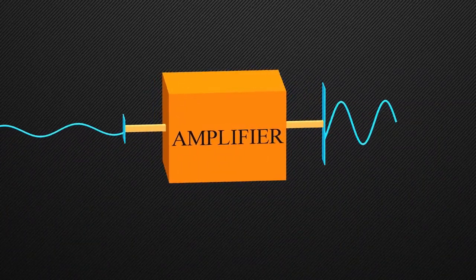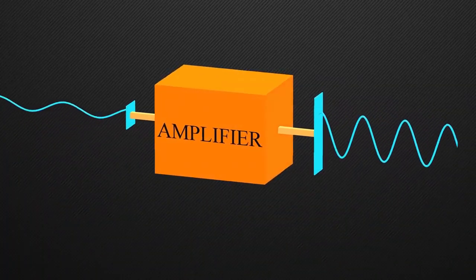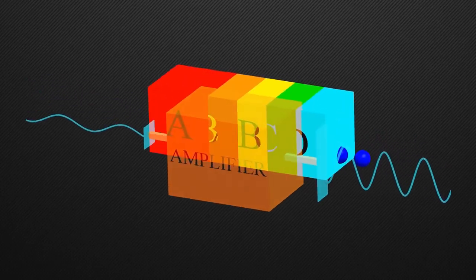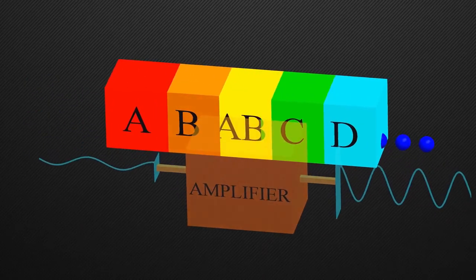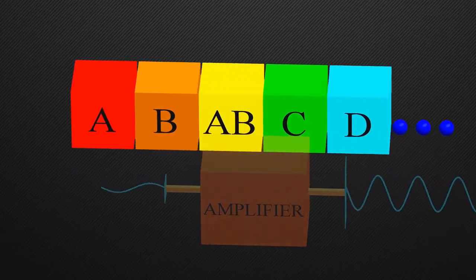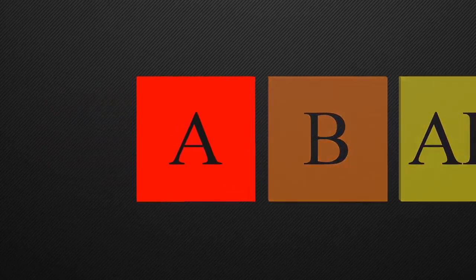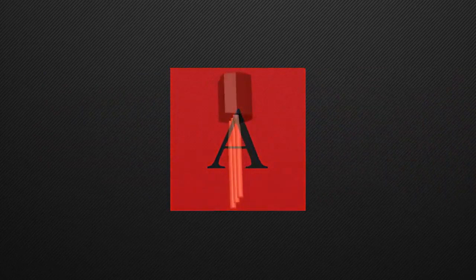An amplifier is an electronic device used for increasing the amplitude of electrical signals. They are available in different classes: A, B, AB, C, D, and so on. In this video, we will explore the Class A amplifier, which uses only one transistor.